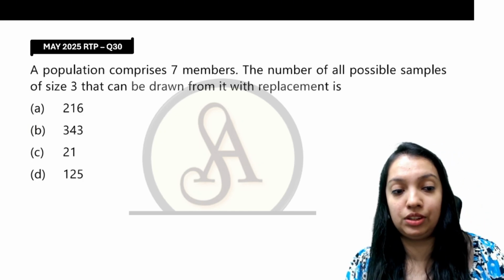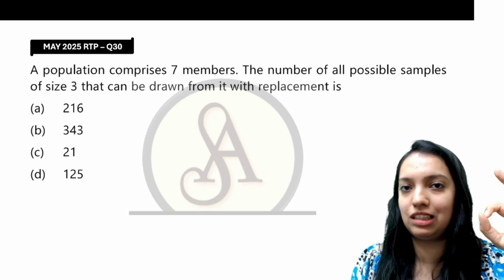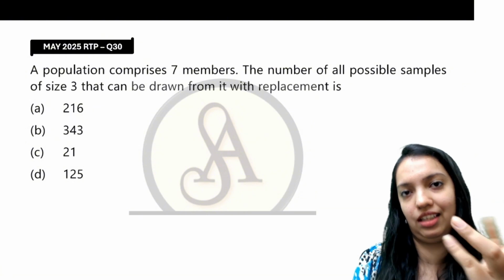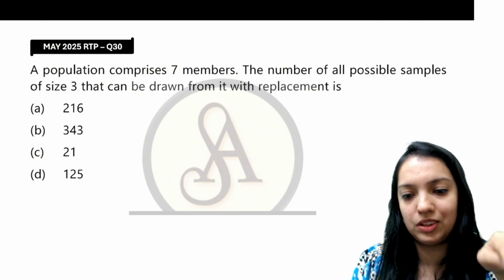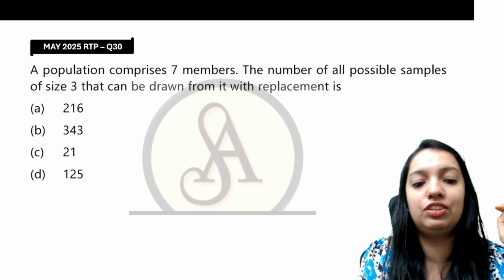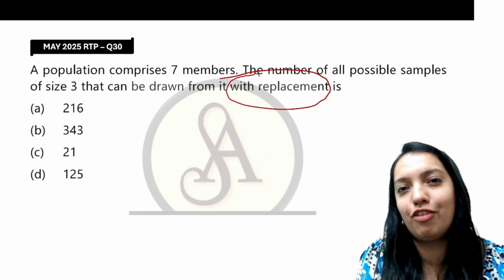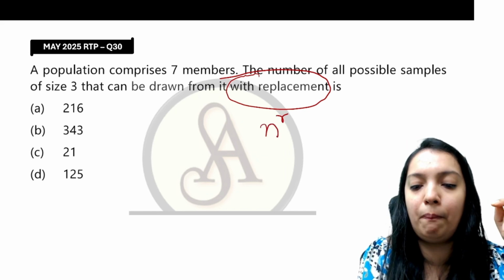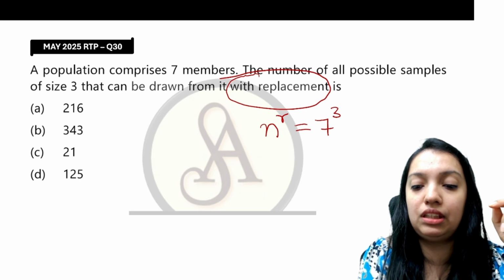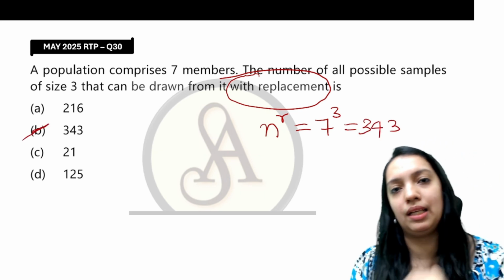And the last question, the population comprises 7 members. This looks like a sampling theory question, where this question is printed even in ICAI material. The number of possible samples of size 3 with replacement is dash. What is the formula for with replacement? N power r. 7 power 3, your answer is 343, which is option B.